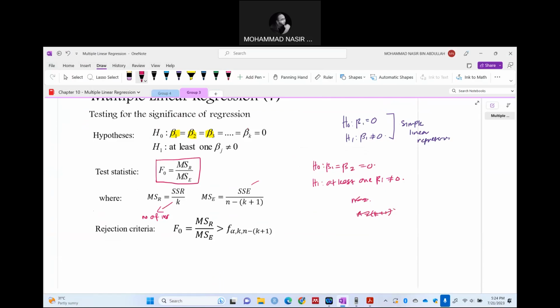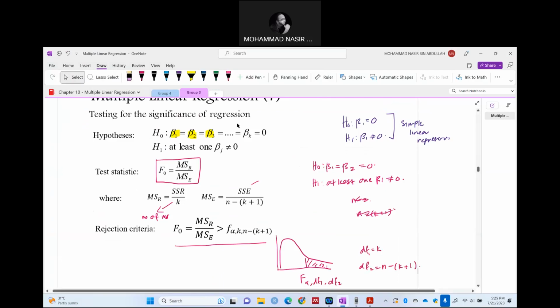So F rejection criteria are same as yesterday, right? So we need to draw the critical region and find the critical value. So your critical value is alpha, degree of freedom 1, and degree of freedom 2, where degree of freedom number 1 is equal to k, degree of freedom number 2 is equal to n minus (k plus 1), right? All other values such as R square follow the same formula as chapter number 9, right?